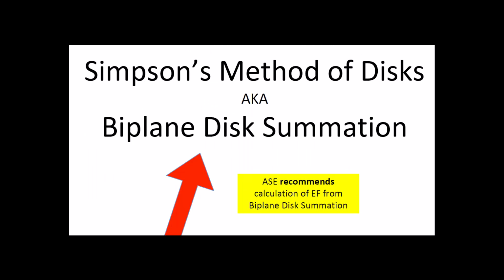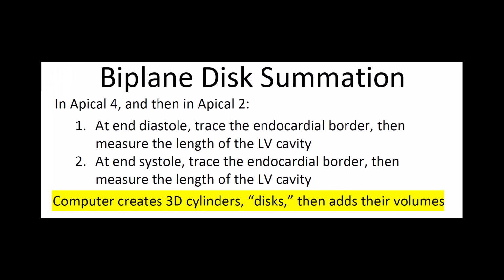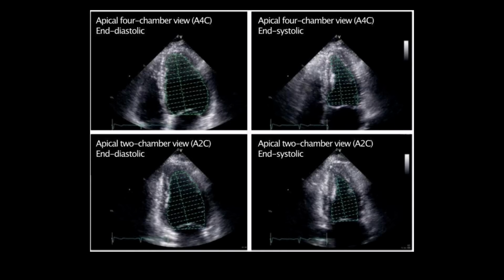So what is recommended by the American Society of Echo is the Simpson's method of discs, or the biplane disc summation method, which is usually referred to as Simpson's method. So for using the biplane disc summation method, you have to get two apical views. So you have to get the apical 4 and then you get the apical 2. And you need to do two measurements on each plane. So you do the measurement of end diastole tracing in the apical 4 and then end systole tracing. And the machine will store that. And then in the apical 2 chamber view, you get the end diastolic and then the end systolic measurement.